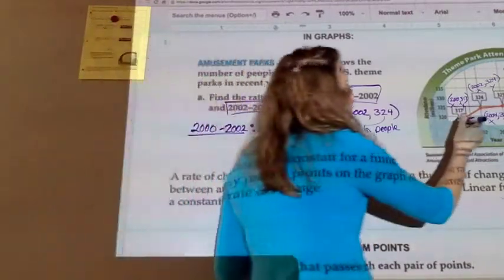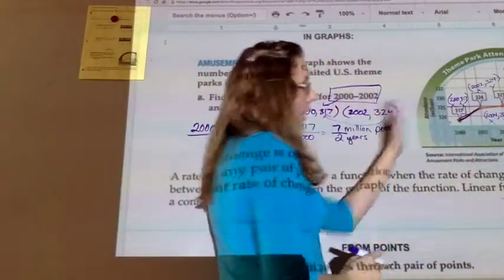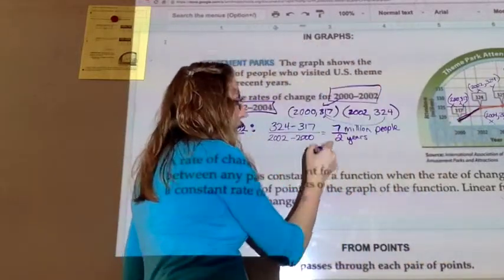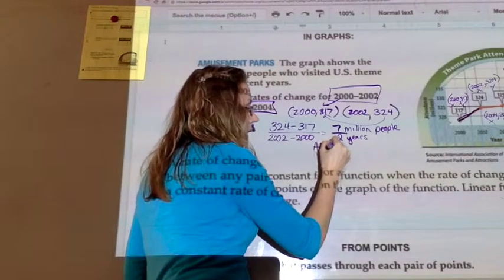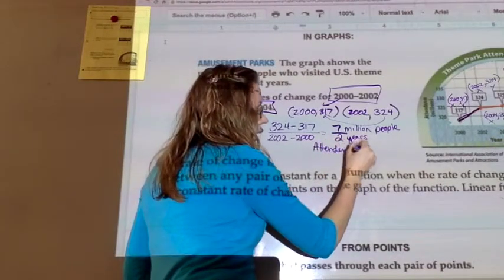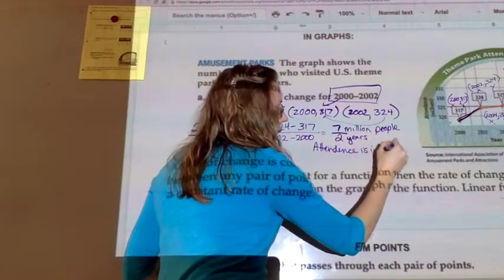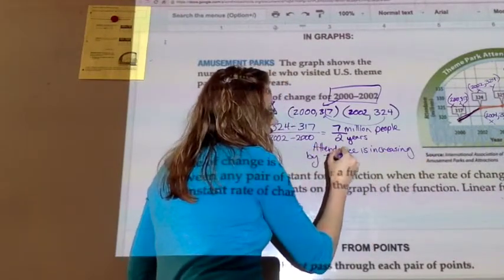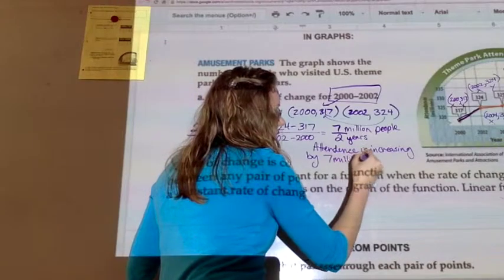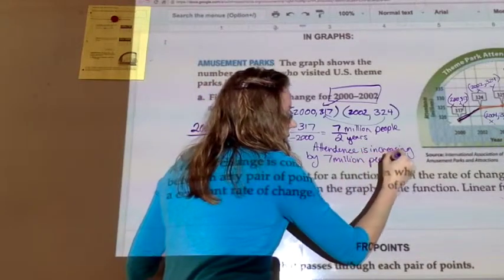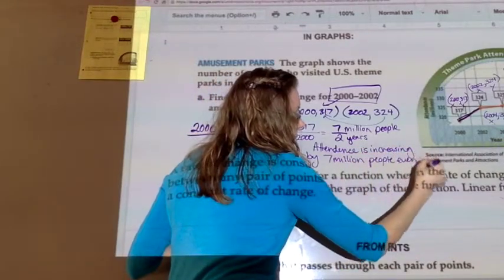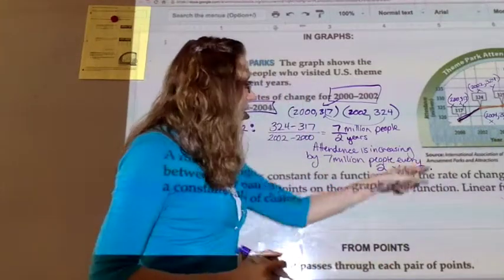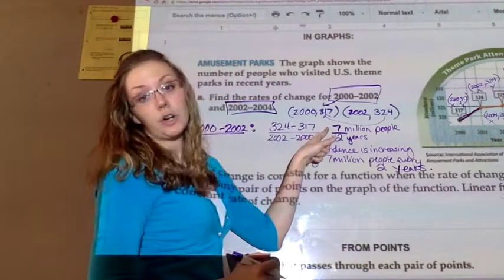And looking at this slope, reading it left to right like a book, it is increasing. So our sentence here would be that our attendance is increasing by 7 million people every 2 years.